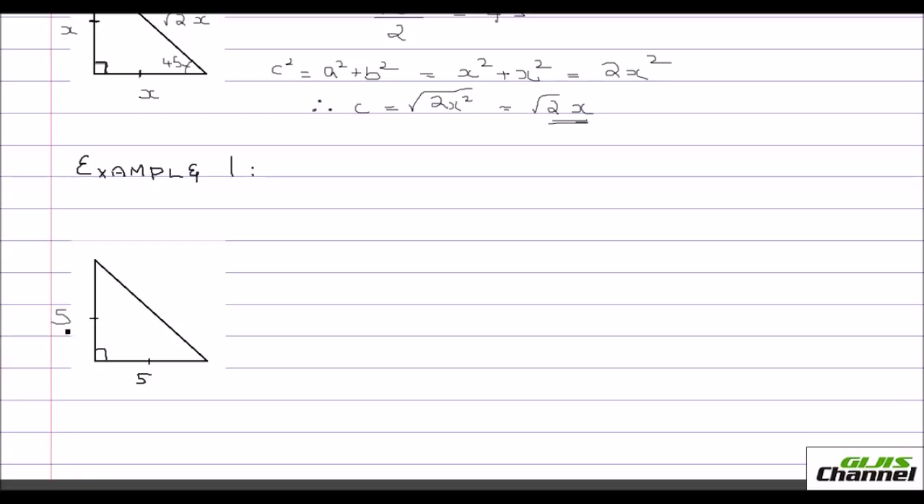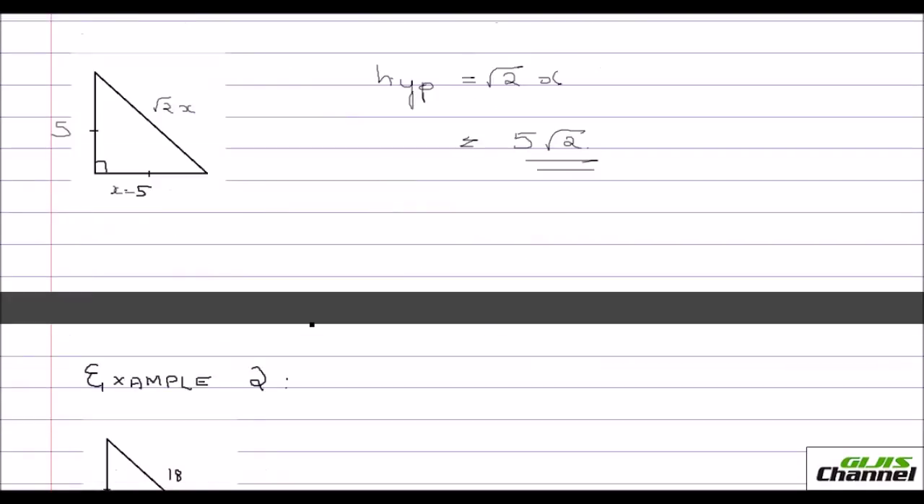We know that the hypotenuse is always root 2 times x, right? And here the x is 5. So the hypotenuse would be root 2 x, where x is 5. So you get 5 root 2. The answer is 5 root 2. As simple as that. The third side you can find using the property of an isosceles right triangle.